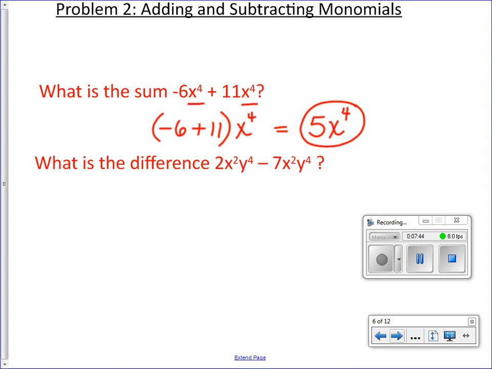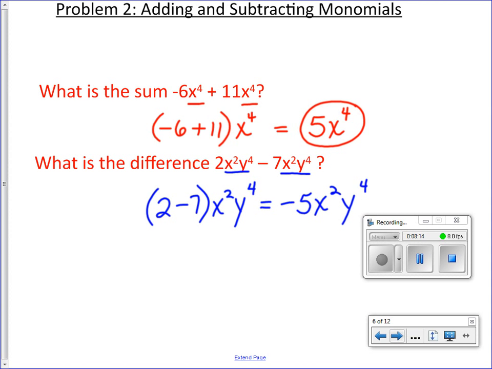What is the difference? 2x squared y to the fourth minus 7x squared y to the fourth. Well, again, notice that we have an x squared y to the fourth in each term. So all we do is combine our two coefficients, 2 minus the 7, and then we put our x squared y to the fourth after it. So 2 minus 7 is negative 5, and so I have negative 5x squared y to the fourth.